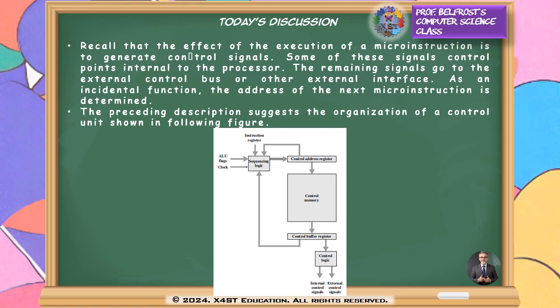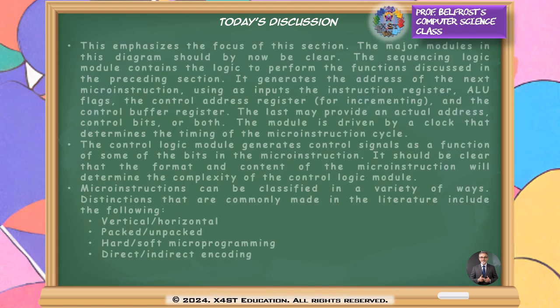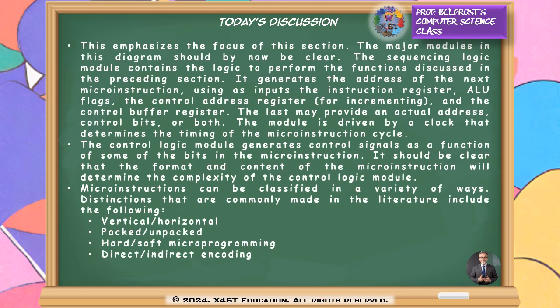The preceding description suggests the organization shown in the slide. Take a screenshot if necessary. This emphasizes the focus of this section. The major modules in this diagram should by now be clear. The sequencing logic module contains the logic to perform the function discussed in the preceding section, which generates the address of the next microinstruction using as input the instruction register, ALU flags, the control address register, and the control buffer register.